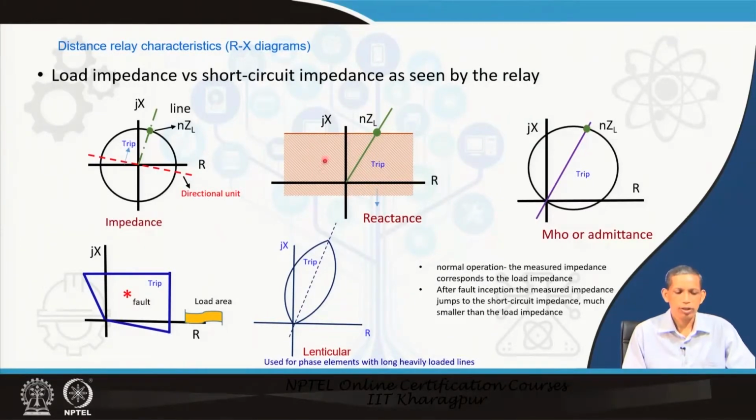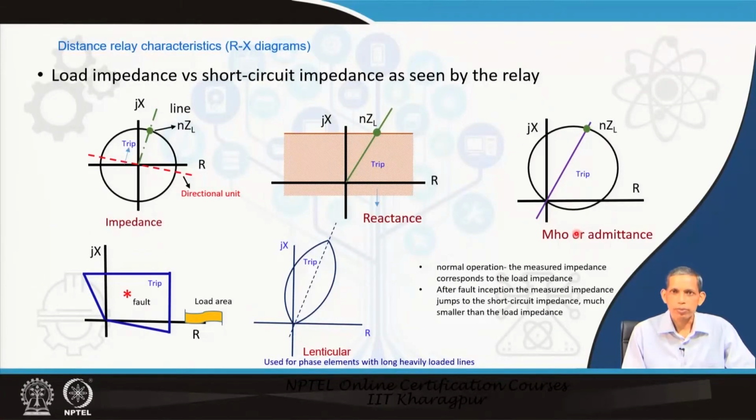Similarly, for the reactance relay, the jX value is set here, only reactance; it does not bother about the resistance. Therefore, below this line, anywhere the X value calculated by the relay falls means it is a trip decision, and beyond this is block or no trip decision.